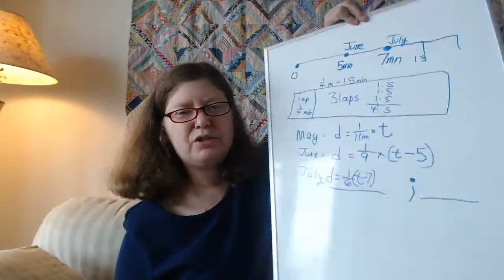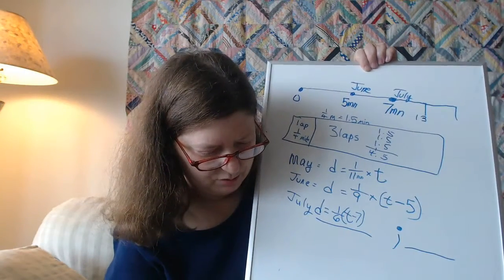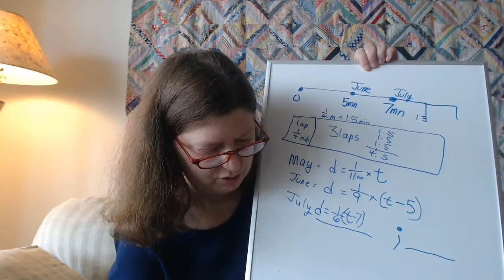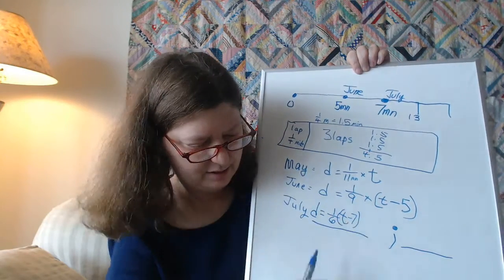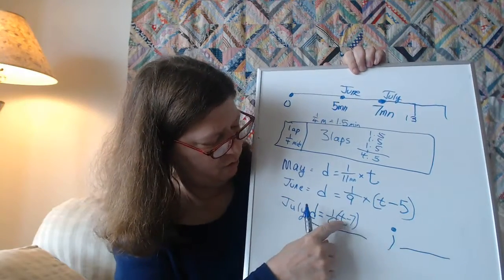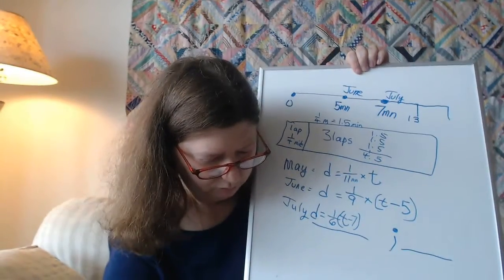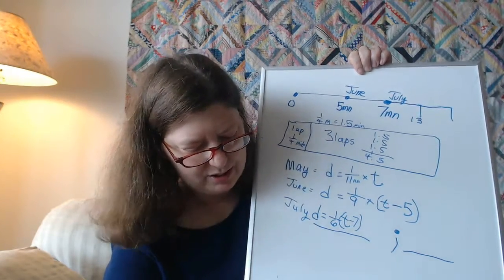I figured out she ran 6 minutes. All right, let's do it again. July started 2 minutes after June, which we figured out, but put -7 there, because -5 + 2 = -7, right? And ran at a steady pace. Oh, I see how it is.